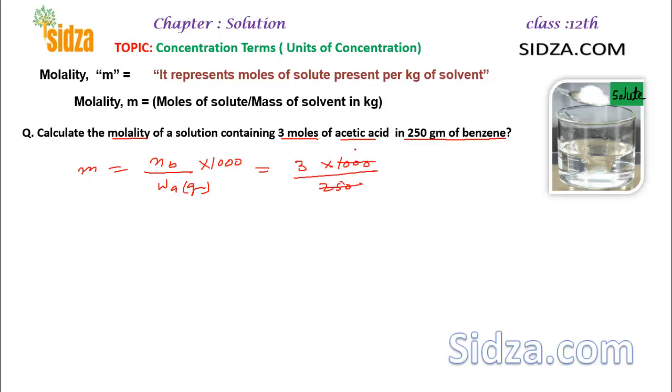Okay, so this is 1, this is 4, this is 12. So 12 moles per kg, right? This is what you get as the molality. So you get 12 moles per kg of solvent. This is the molality of the solution. You can say it is 12 molal. Right? This is a 12 molal solution.